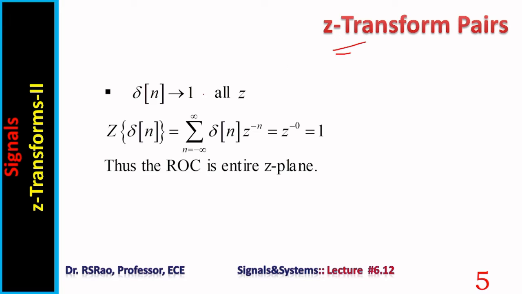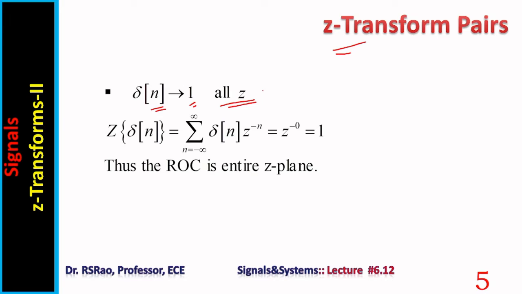We begin with the delta function, Kronecker delta, delta of n. Its Z transform can be found equal to 1. ROC is all z, meaning the entire z plane, all values of z.